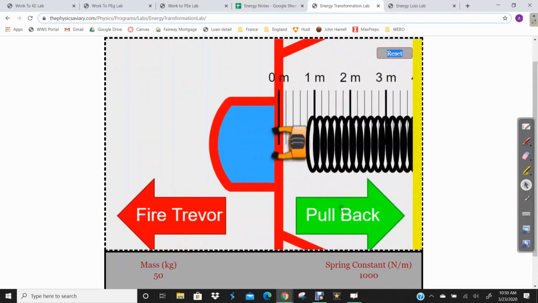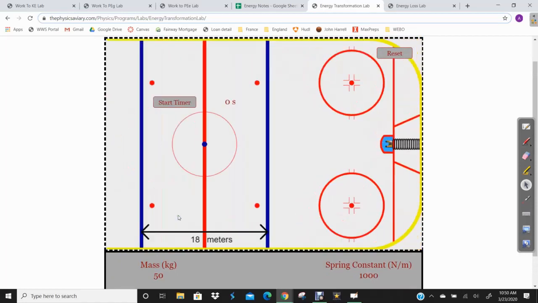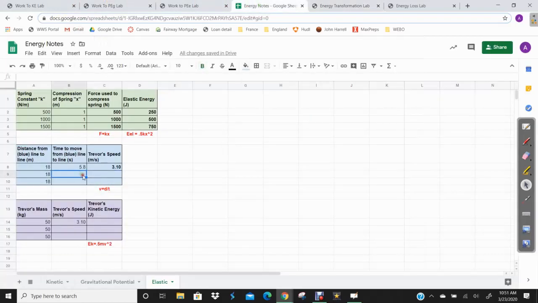So we'll pull him back the same distance. We'll leave his mass the same. The only thing we're changing is the spring constant. You can see he's moving a little faster now. All right, so 4.04 seconds. This isn't going to be perfect. We'll go ahead and look at his speed.